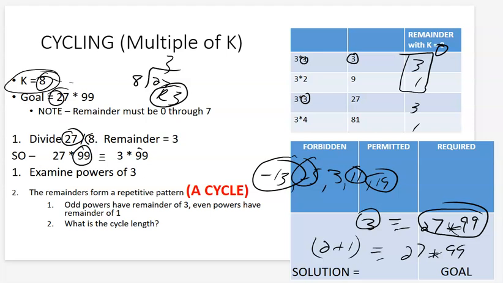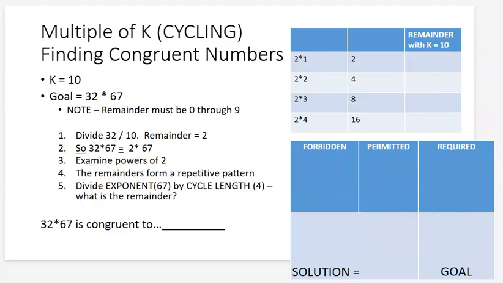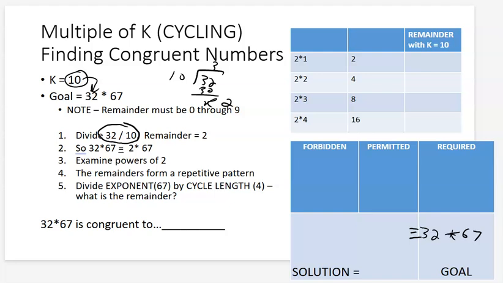Let's do another example with a different cycle length. Let's say k is 10. And we set the goal equal to 32 raised to the 67th power. And we want something that's going to be congruent to that. So what do we do? We divide k into the base. Divide 32 by 10. 10 into 32 goes 3 times, 30, and there's a remainder of 2.